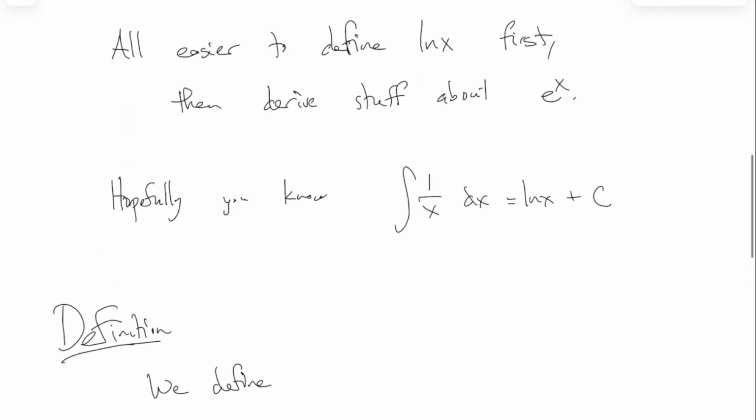It's easier to define the natural log first and then derive stuff about e to the x. So this formula here with the integral sign, basically we're going to use that as the definition. That's what the natural log is. It is the integral of 1 over x.